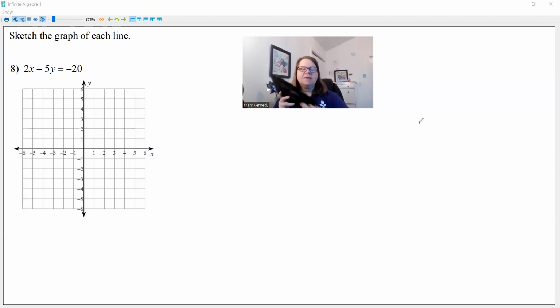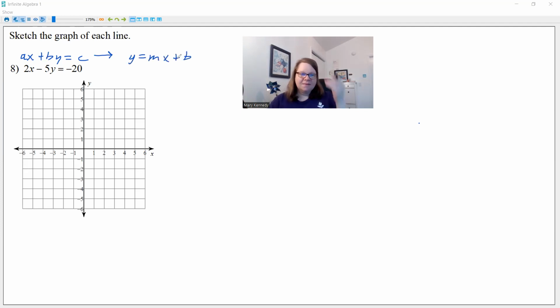Okay, so let's take a look at this one where we're graphing, but this time it's not slope-intercept form. We don't have that nice y equals mx plus b form. It's in standard form, the ax plus by equals c form, which is not as straightforward for graphing. We want to change that to y equals mx plus b form.